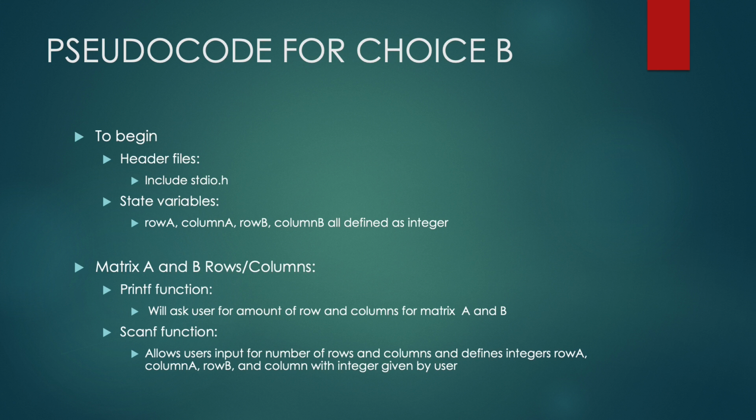We'll begin by adding the header file of stdio.h, and we will have four variables: row A, column A for matrix A, row B, column B for matrix B, and we will have them all defined as integers. We will have to use a printf and scanf function to allow the user to input the number of rows and columns they would like on each matrix.